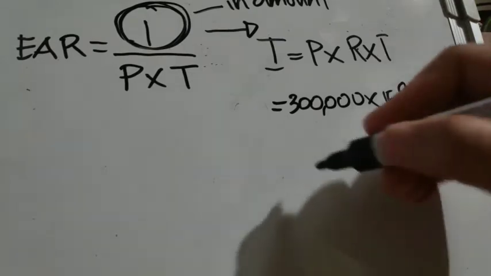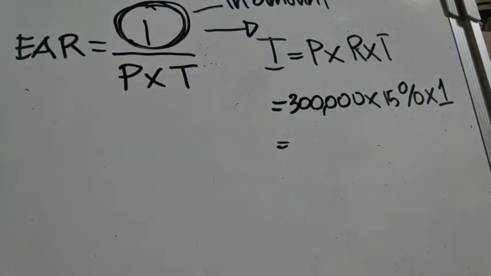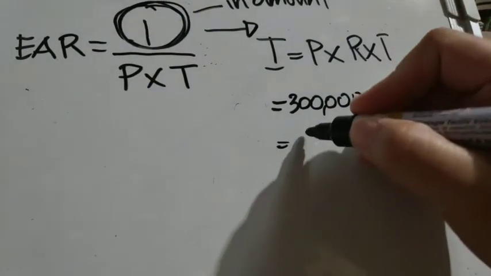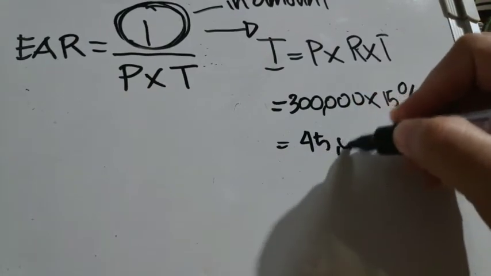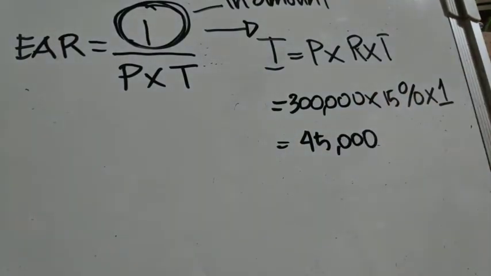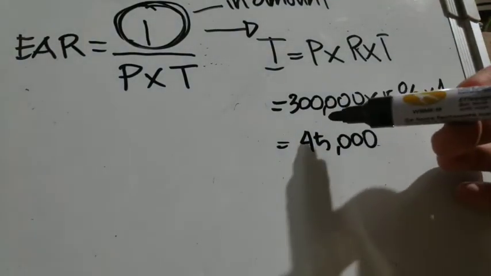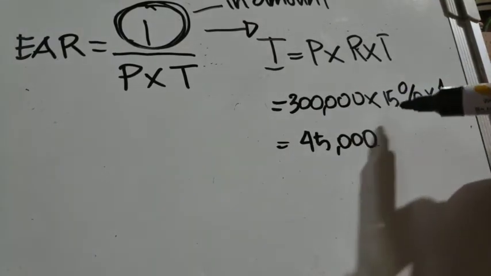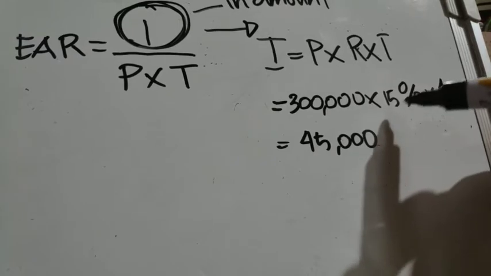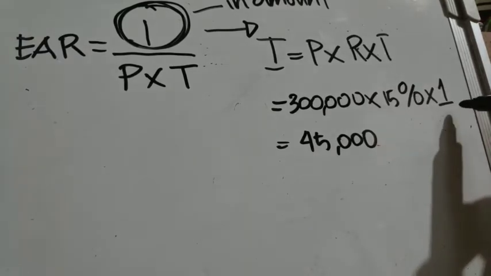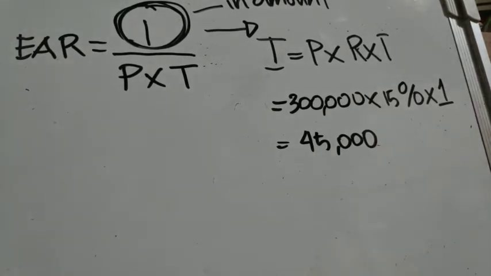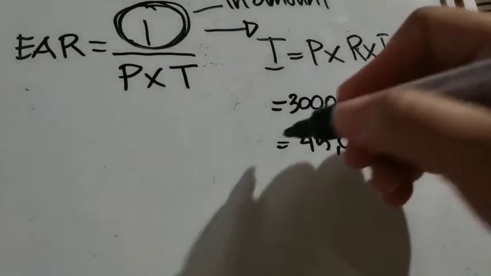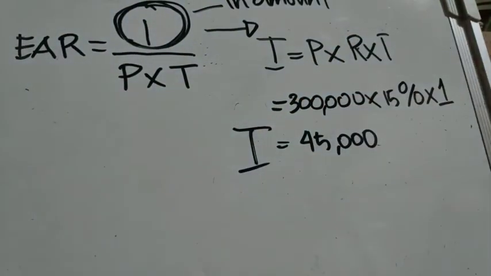So when you solve for that, you will get the amount of 45,000. Just put 300,000 times 15% in your calculator, then multiply the result by your time, which is 1 year. That is how you get the interest. So this will be your interest.